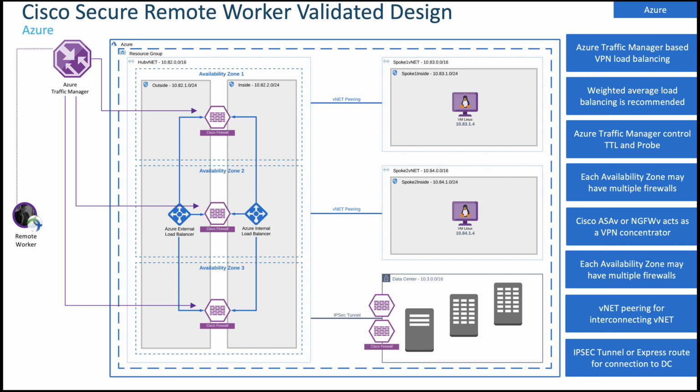And from there, once you connected to your firewall, traffic will then go to application VNets. Similar kind of design that we have already covered in AWS, but if you are using Azure and you want to have a scalable design for RA VPN using SSL VPN, definitely this is a nice CVD to refer to.